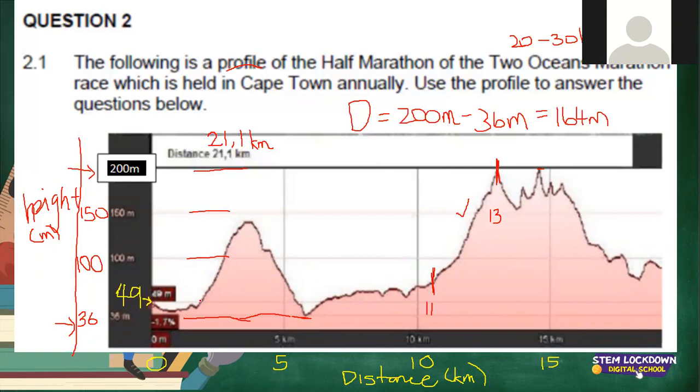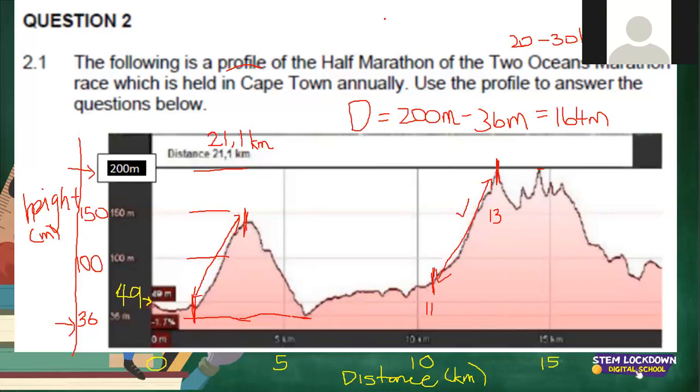From about maybe this is 2 Ks, 2 Ks to 4 Ks approximately. This will also be challenging because it's very, very steep. So obviously very, very hard to run uphill. So those two will actually be steepest. I think it's actually clear.